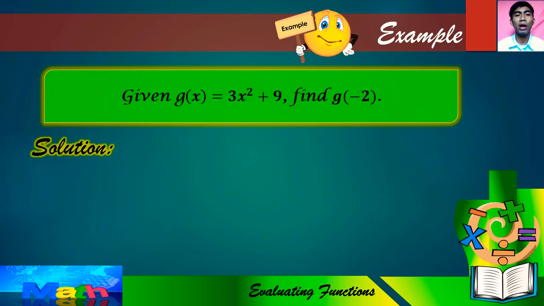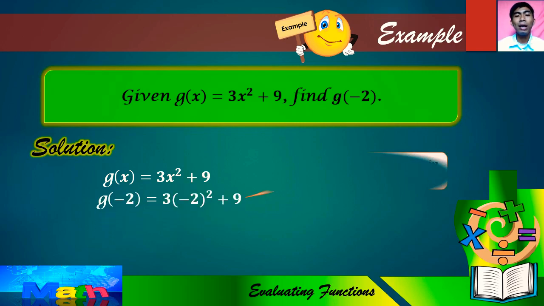Let's move on to our next example. Given g of x equals 3x squared plus 9, find g of negative 2. In this example, the value of x is negative 2. In the solution, copy the given function first. So we have g of x equals 3x squared plus 9.